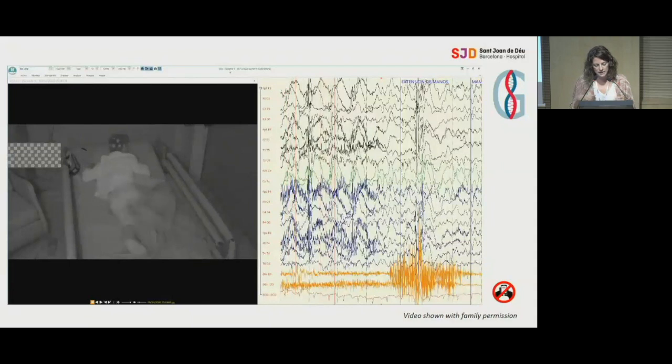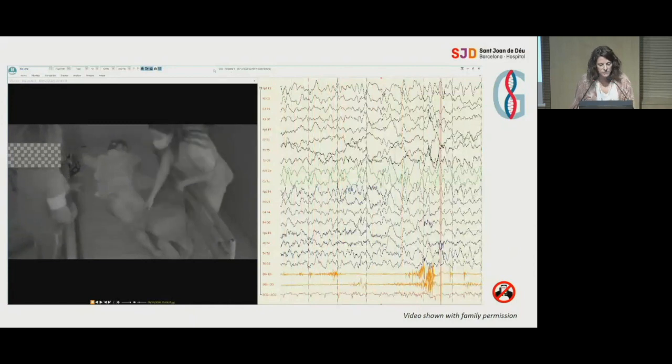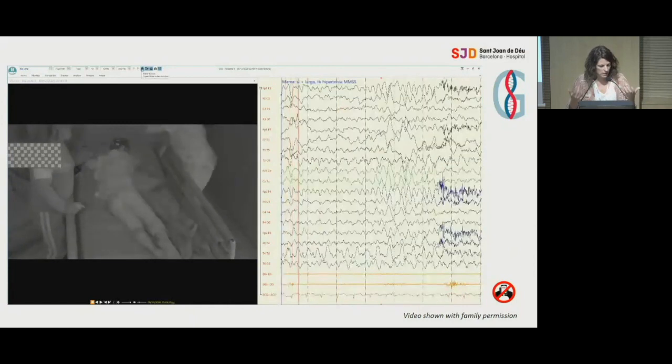For example, these cycling movements with the legs are really typical for frontal lobe seizures, and for epileptologists with experience, are quite easy to recognize. Although I know that this is a really weird episode, for someone who has seen these episodes before, it's really easy to recognize that this is a seizure, a frontal lobe seizure.